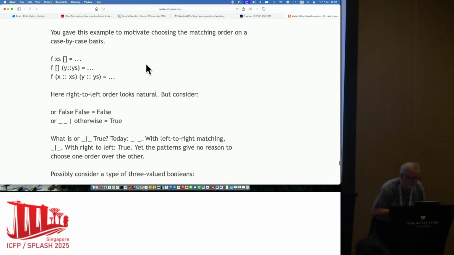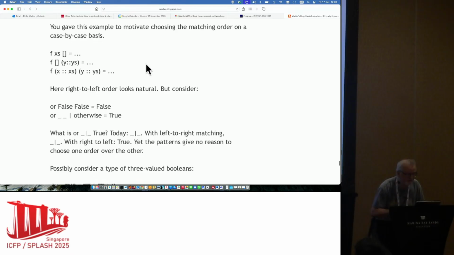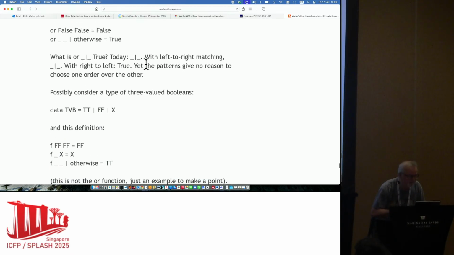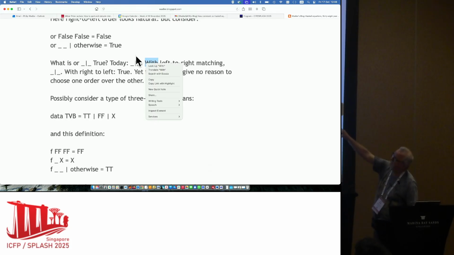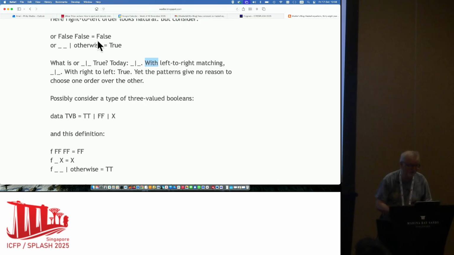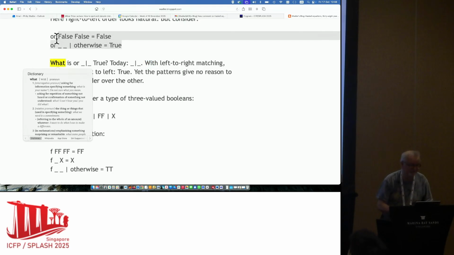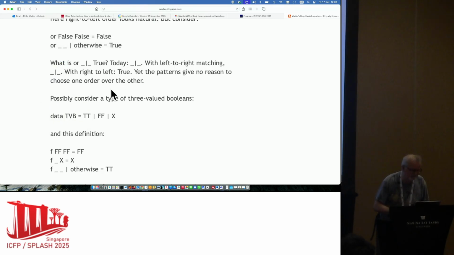So one of the things that I was worried about was considering this example at the top there. Right. So here, then, there is no evident pattern matching order that one might choose. I mean, would you choose left to right or right to left? The patterns give you no clue. And this is the example which I don't have any good solution for.